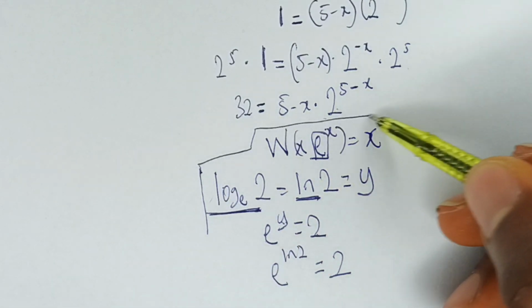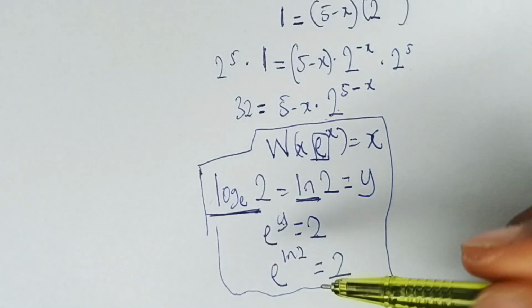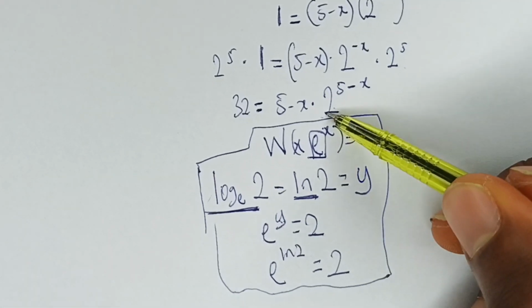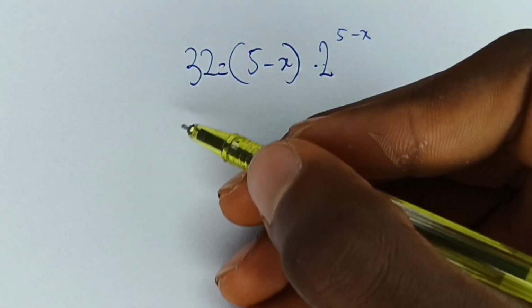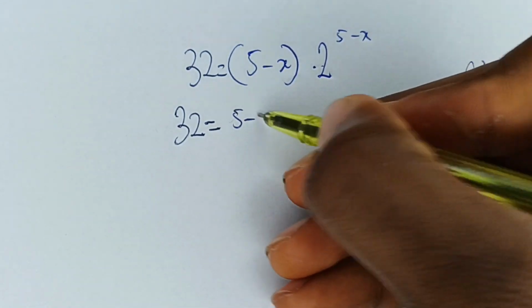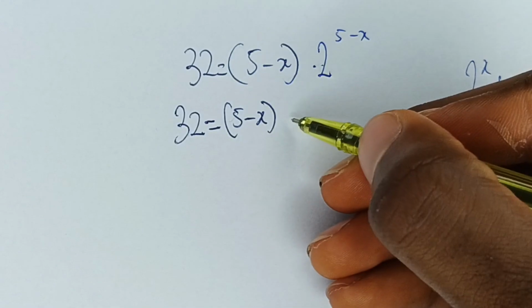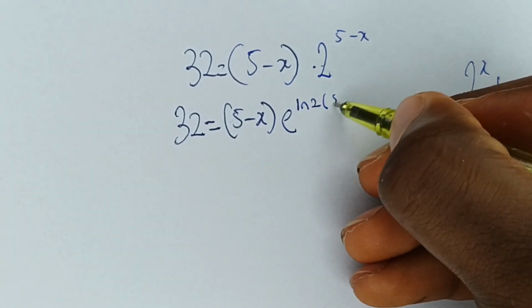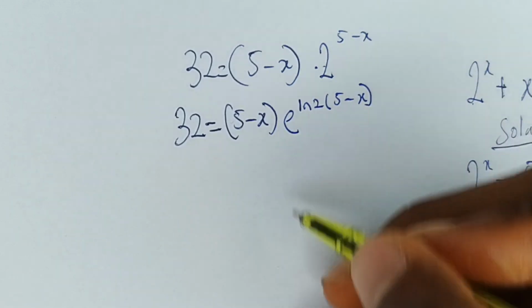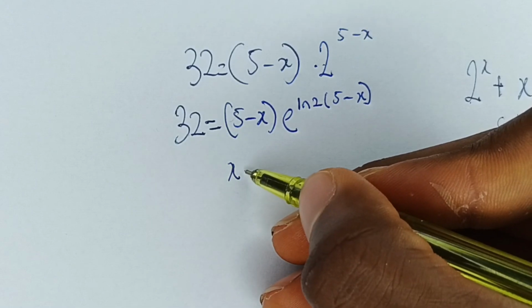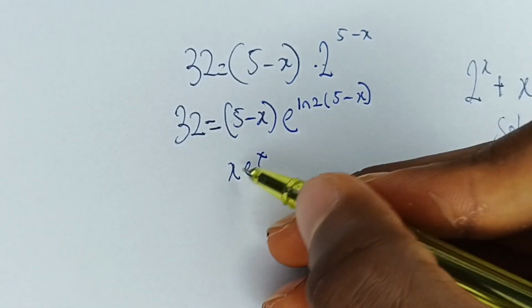Now we're going to apply this law here. We're going to replace 2 with e raised to power ln of 2. Let's do that quickly. Plugging in e raised to power ln of 2 in replacement of 2, we have 32 equal to 5 minus x multiplying e raised to power ln of 2 into 5 minus x. Now recall we need an expression in the form x e to the power of x. We need something in this form.